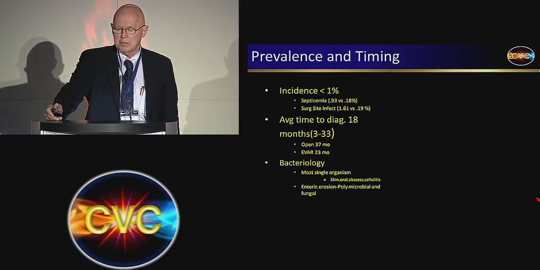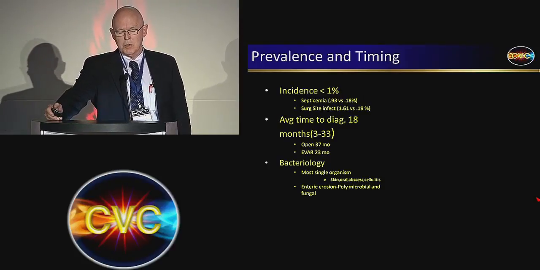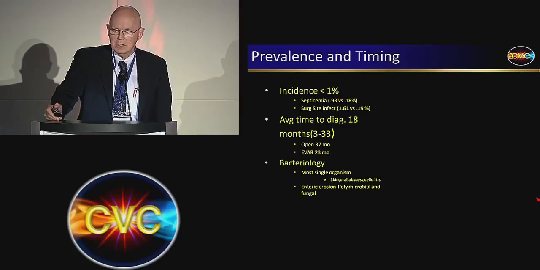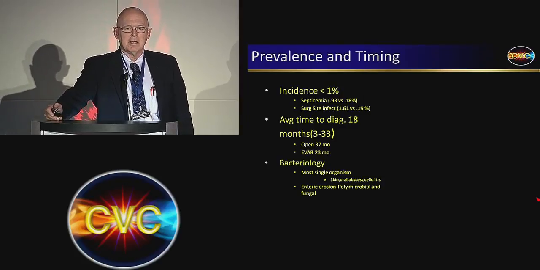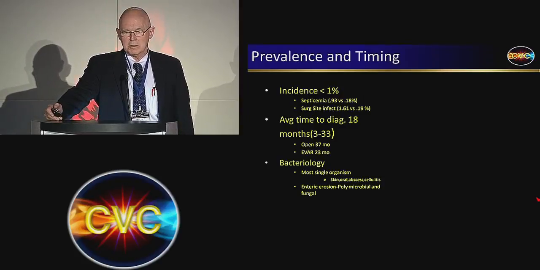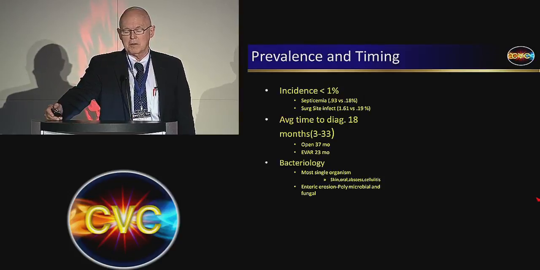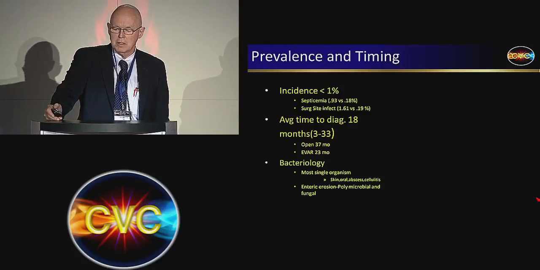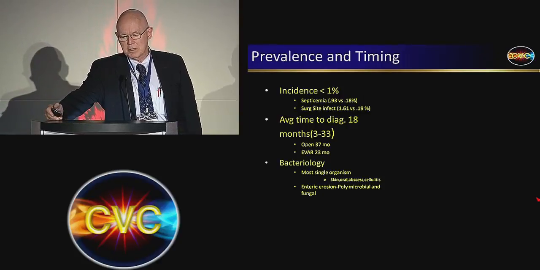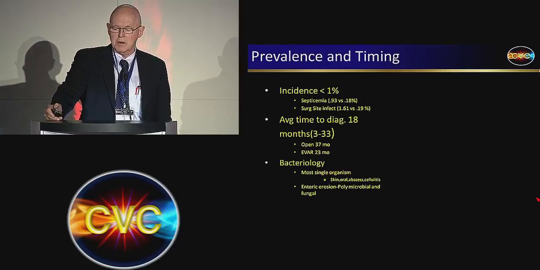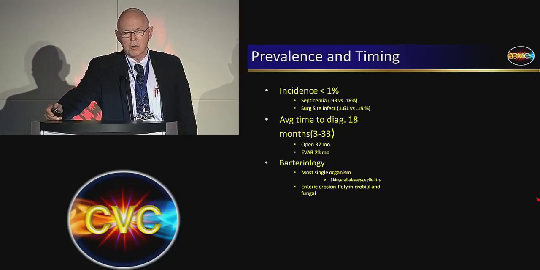The average time to diagnosis is about 28 months, and it's earlier for endovascular aneurysm repair as opposed to open aneurysm repair, and I think this is primarily because we follow the endovascular repairs more frequently, and probably they're picked up earlier. The bacteriology is single organism in most cases, but when you have graft enteric erosion, it's polymicrobial and fungal.